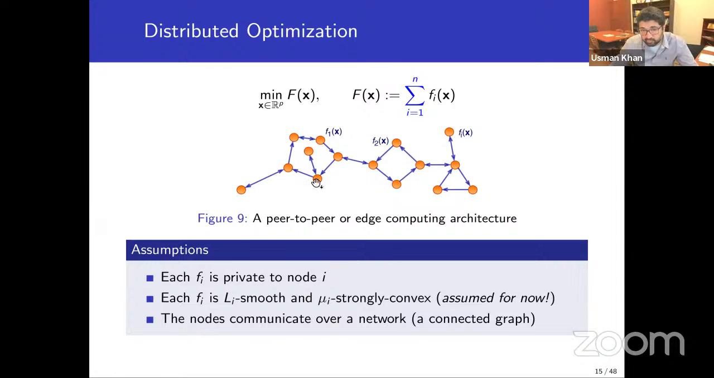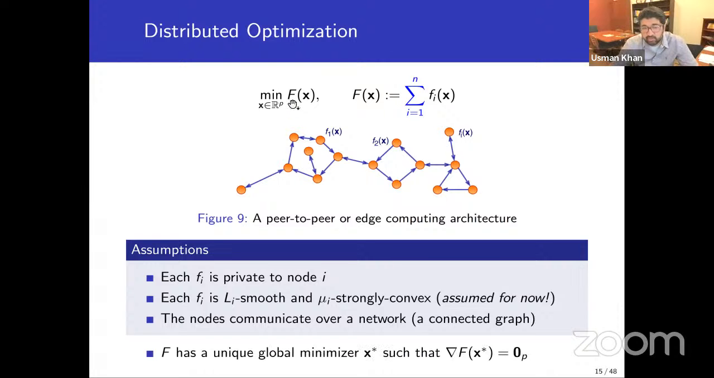The nodes communicate over a network, and the network is connected. In this case, especially, you can see that we are not necessarily requiring this network to be undirected. Some edges have just one direction, but as long as there is a path between every two nodes, that suffices for us to build algorithms.